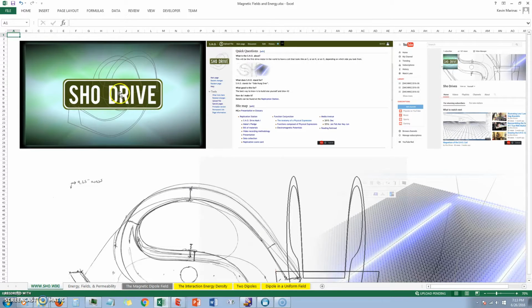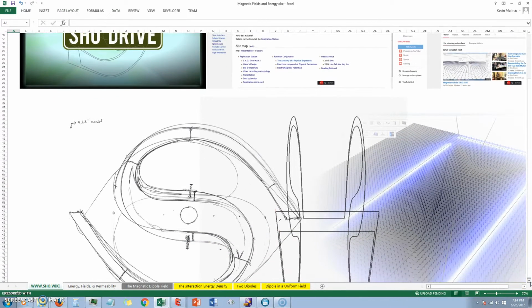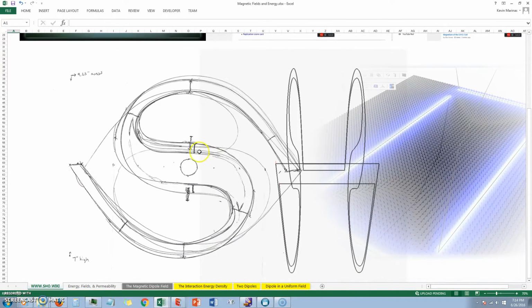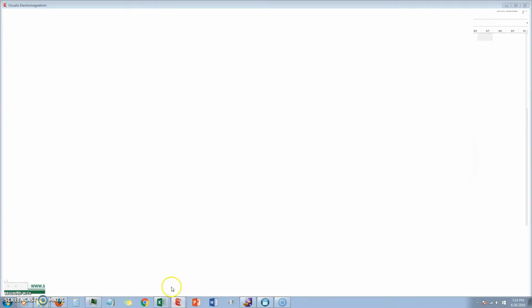This is the S.H.O drive logo. It's based on the S.H.O drive's coils, and just to show you what that looks like, this is the drawing of the S.H.O drive that I made a while back. This is a recent rendering of the S.H.O drive coil from a different angle, and over here is an older rendering.